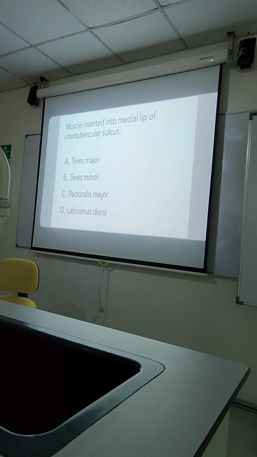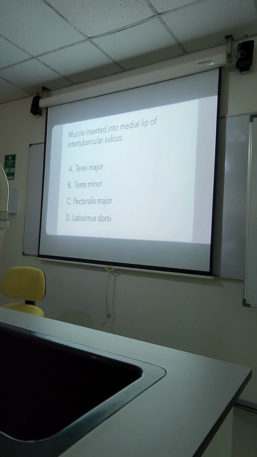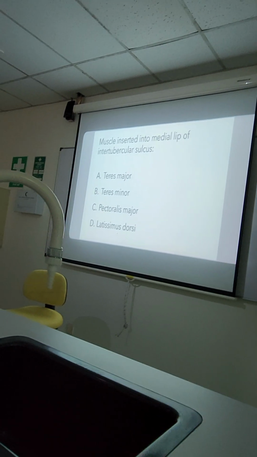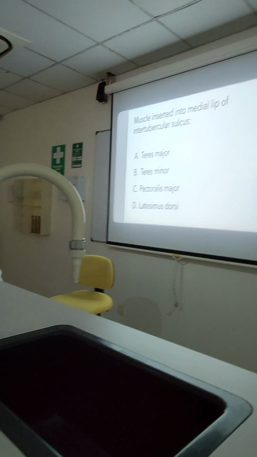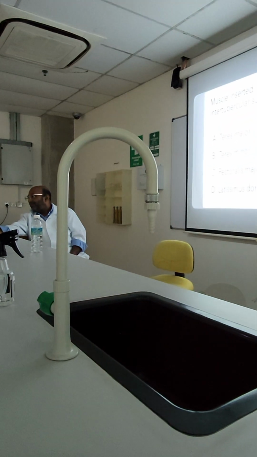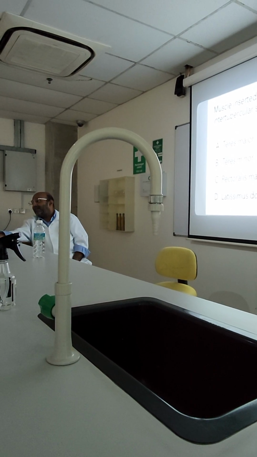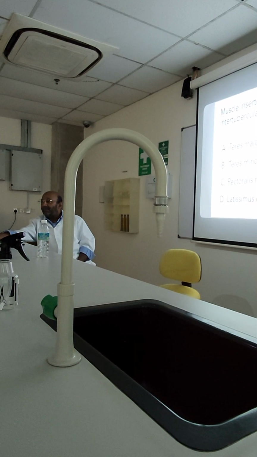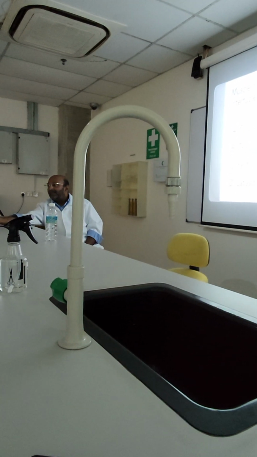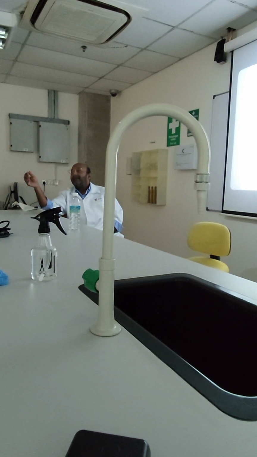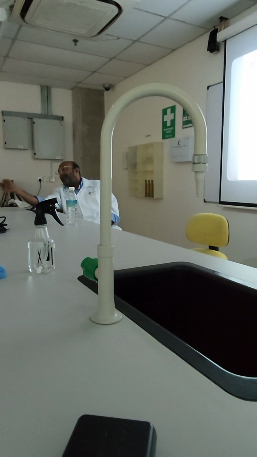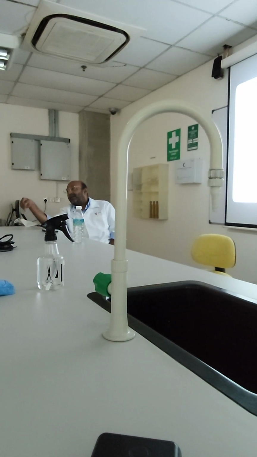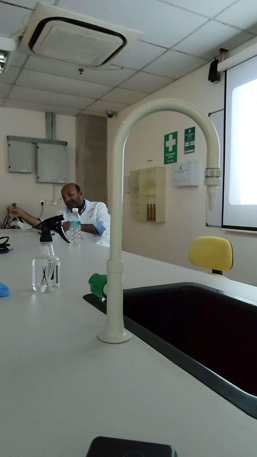All of you know what is the intertubercular sulcus, right? You have the greater tubercle, you have the lesser tubercle, and in between you have a groove or a sulcus. The sulcus has a medial border and a lateral border, called the medial lip and lateral lip. Which muscle is attached there? Pec major is attached to the lateral lip, teres major to the medial lip. In the groove itself, you have the insertion of latissimus dorsi.